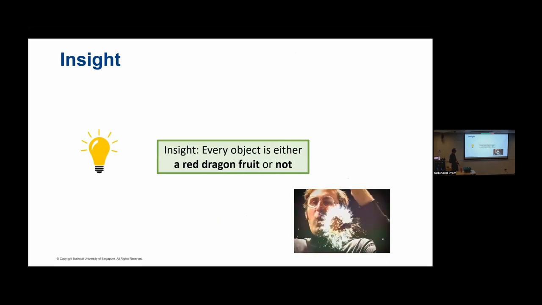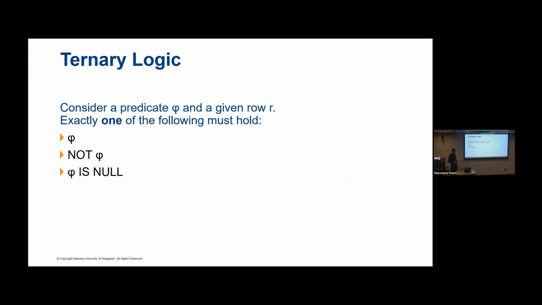So the more general insight is that every object in the universe is either a red dragon fruit or not. And we can further generalize this insight, right? It applies to any kind of predicate phi. And if you're talking about databases, then it applies to, given some kind of row, not a fruit, exactly one of these predicates holds. Either the predicate evaluates to true, or the predicate evaluates to false, meaning that not the predicate evaluates to true.